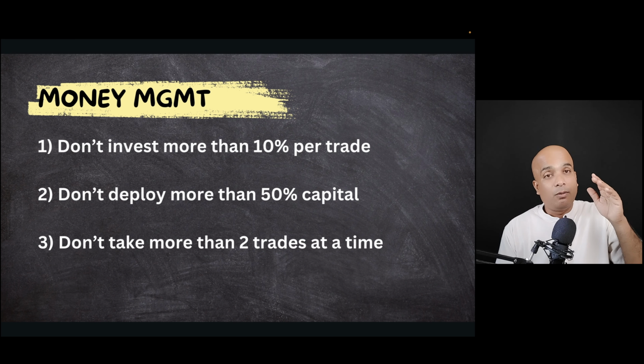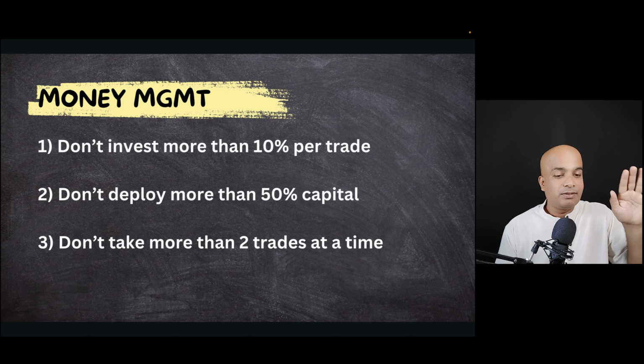So that's why I always suggest deploying only 50% of the capital at any point of time. Suppose you have 10 lakh rupees as your trading capital, at any point of time you should deploy only 5 lakh rupees. The remaining 5 lakh rupees should be in your account. Either you can keep it in liquid funds or some other ETFs, that's a different story. But you should deploy only 50% of the capital at any point of time.